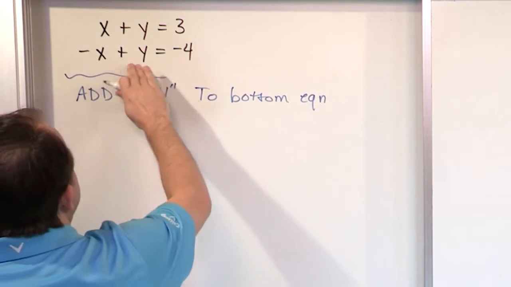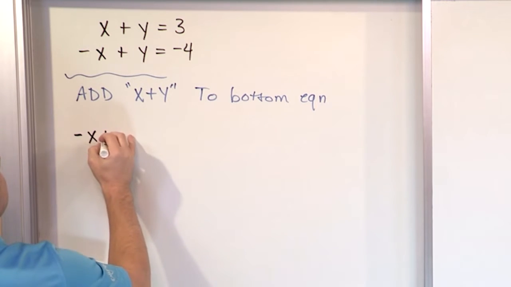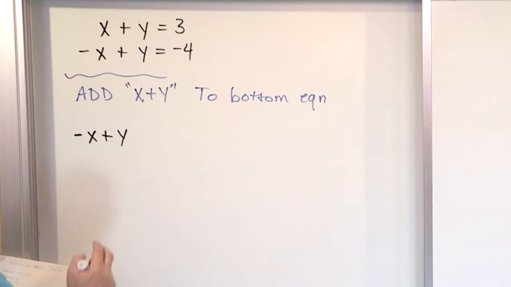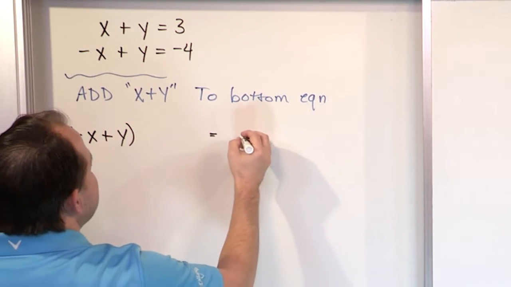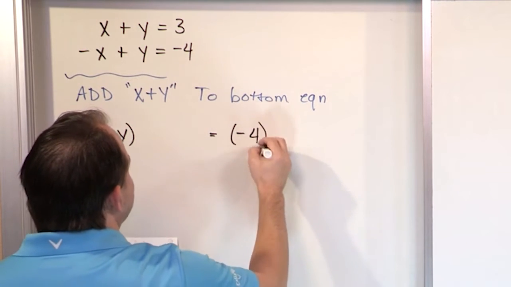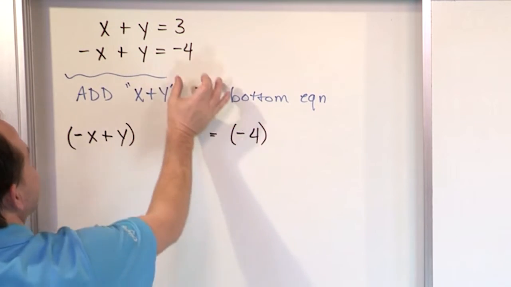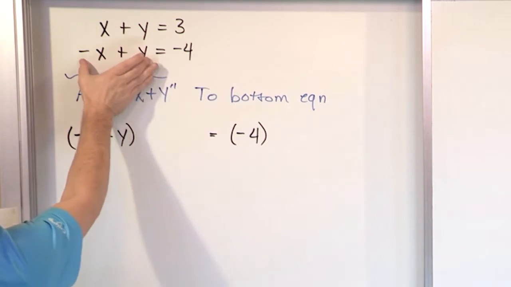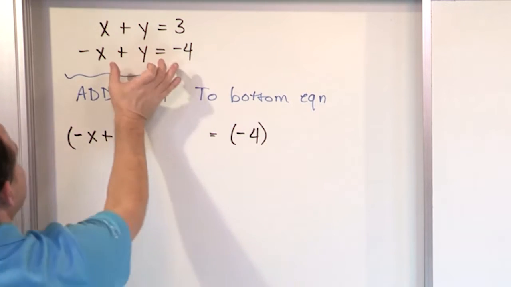So this bottom equation is the following. It is negative x plus y. Right? Now I'm going to wrap it in parentheses just to keep it straight, but on the right-hand side, it's going to be negative 4, right? And why not? We'll wrap that in parentheses too. It's just to remind you that this term comes from the equation, and this term comes from here. So you would agree this is exactly what I have written here.